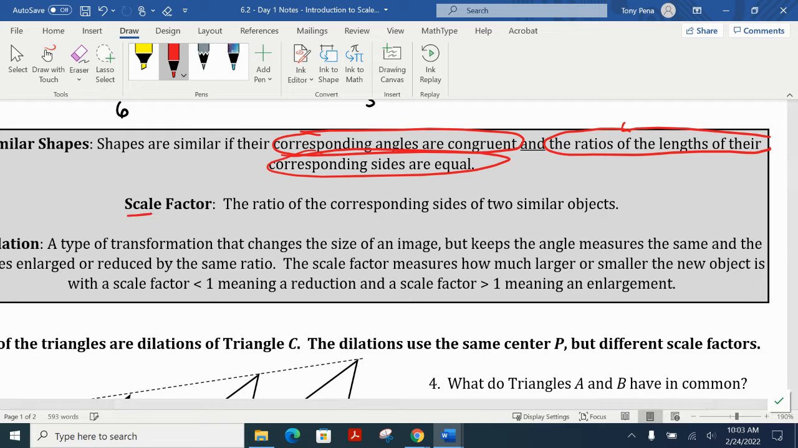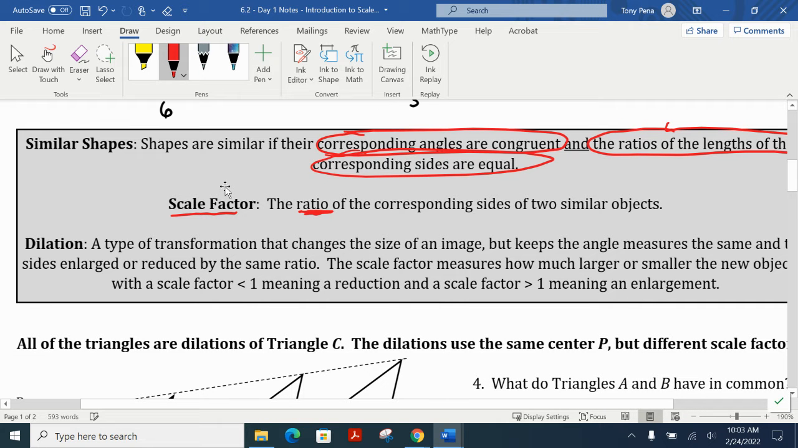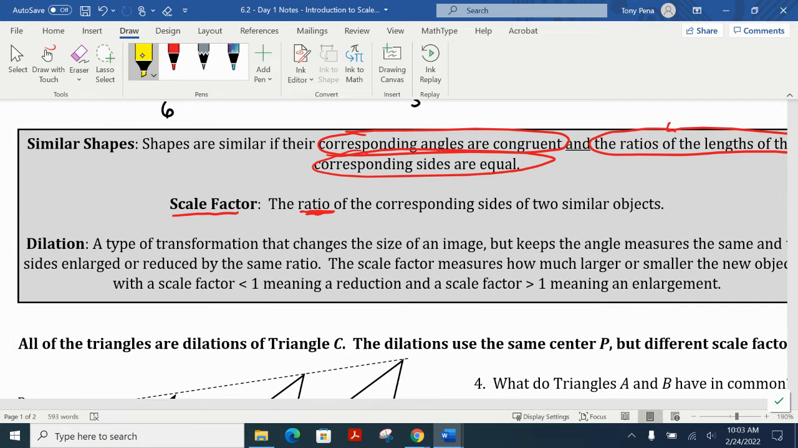When we use the word scale factor, that's what we just did above. It's what you did in the homework. That's the ratio that takes us from one figure to the other. What did we multiply by in order to get the new figure? And then a dilation, probably a new word for most people in terms of math. A dilation is a transformation. So last year you did rotations, you did reflections, you did lines of symmetry. Those are all transformations. A dilation is another transformation that changes the size of an image.